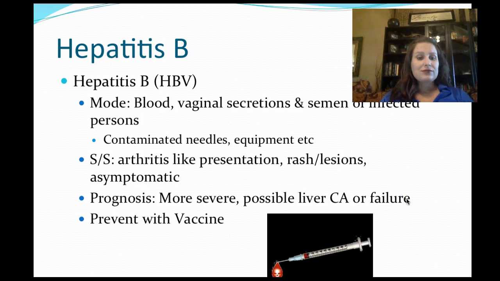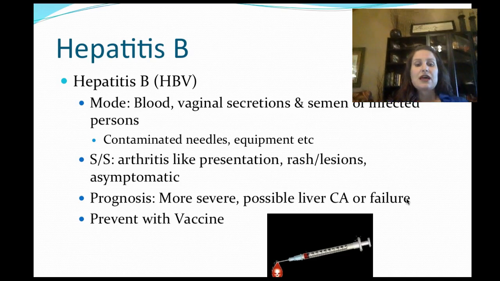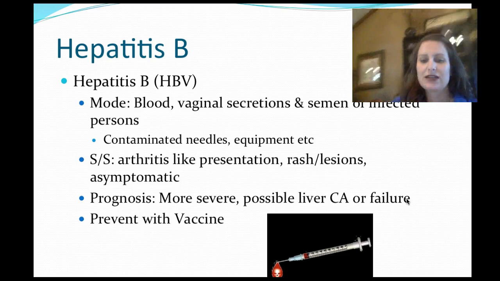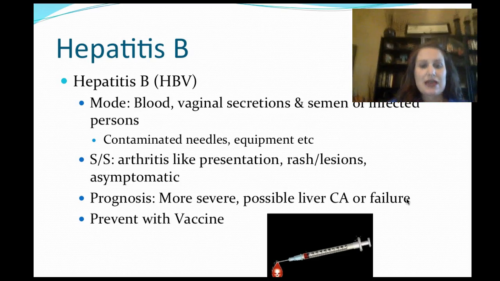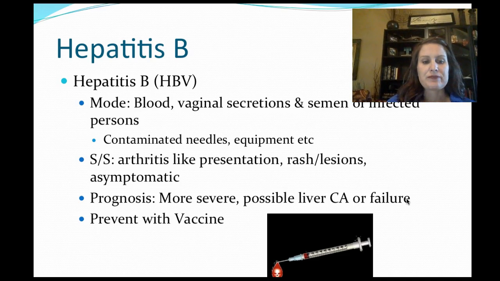Hepatitis B, we do have a vaccination for this one as well. Hep B, HBV. The mode is going to be blood, vaginal secretions, and semen of infected persons. There are contaminated needles, equipment, sharing needles, drug users, not safe sex. That's kind of how you would contract this one.